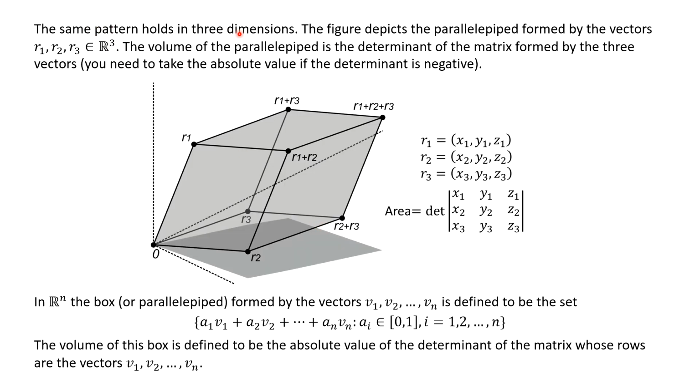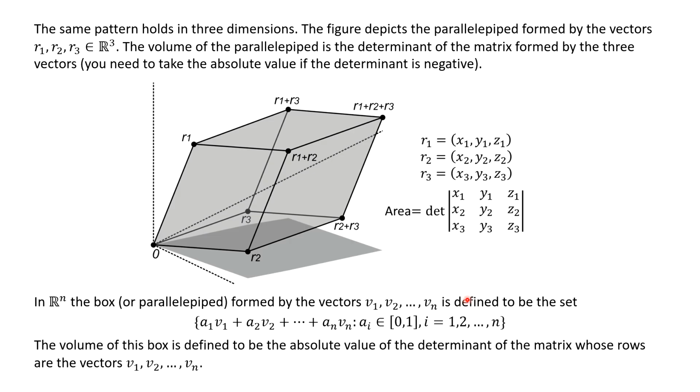We have an example in 3 dimensions of an interpretation of the determinant. Take 3 vectors in R3, r1, r2, r3, and form the parallelepiped as shown here. Then the volume of this parallelepiped is the absolute value of the determinant, where r1, r2, and r3 are the rows in our determinant.